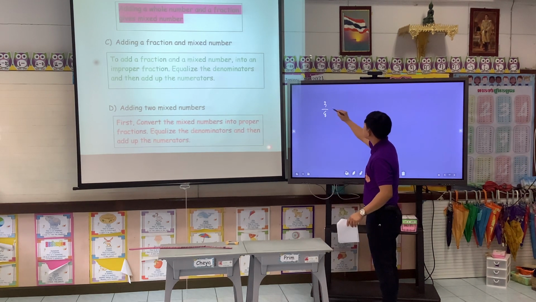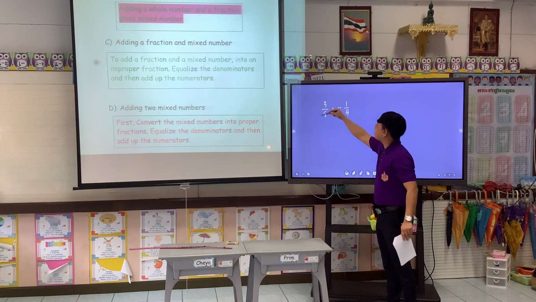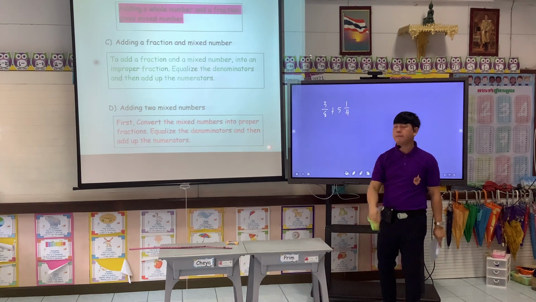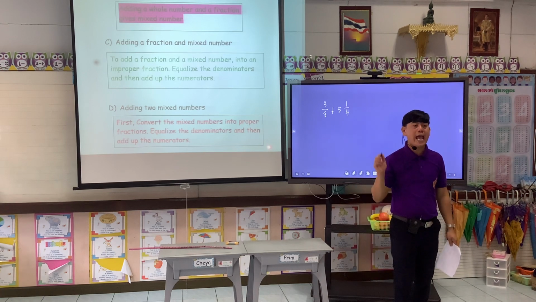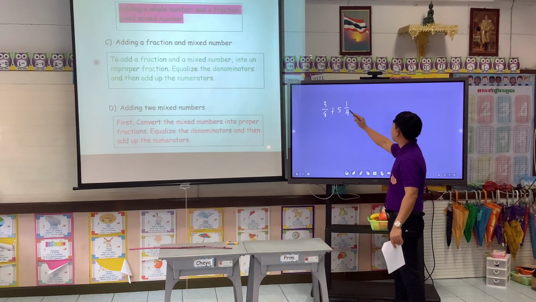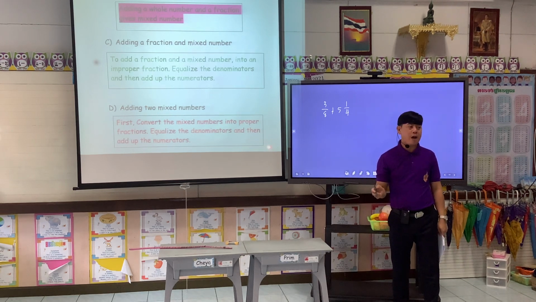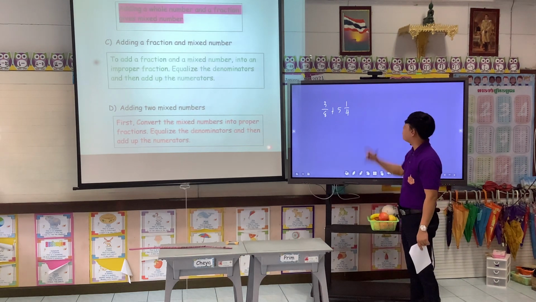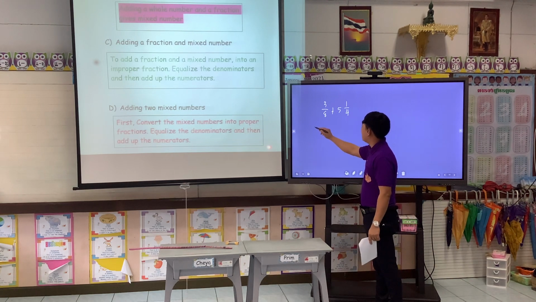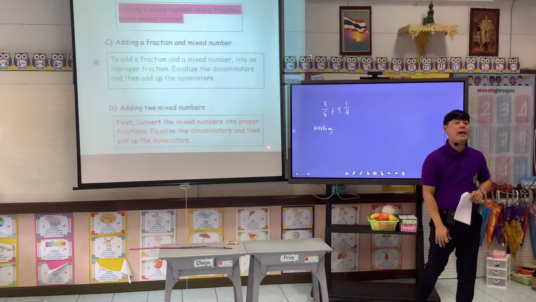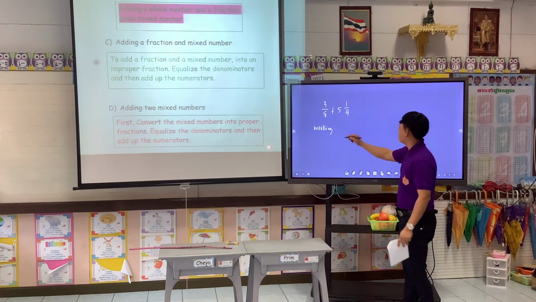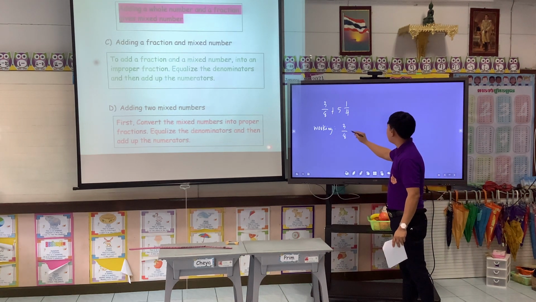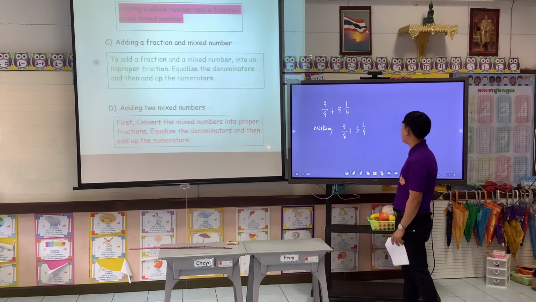3/8 plus 5 and 1/4. This is a proper fraction. Why is it proper? Because the numerator is smaller than the denominator. 5 and 1/4 is a mixed fraction. 5 is a whole number. You understand? And 1/4. So let us see how it works and find out how to add: 3/8 plus 5 and 1/4.